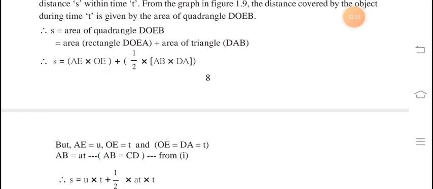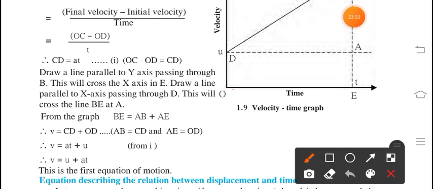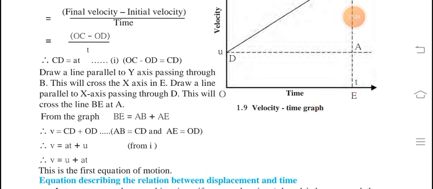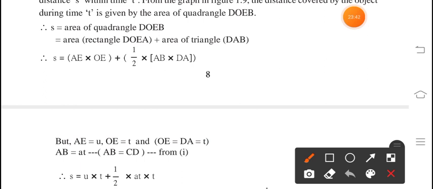Let me show you in the figure. OE, you can observe here, is time, and time we are taking as T. So instead of OE we are taking T. Now next, what is OE?